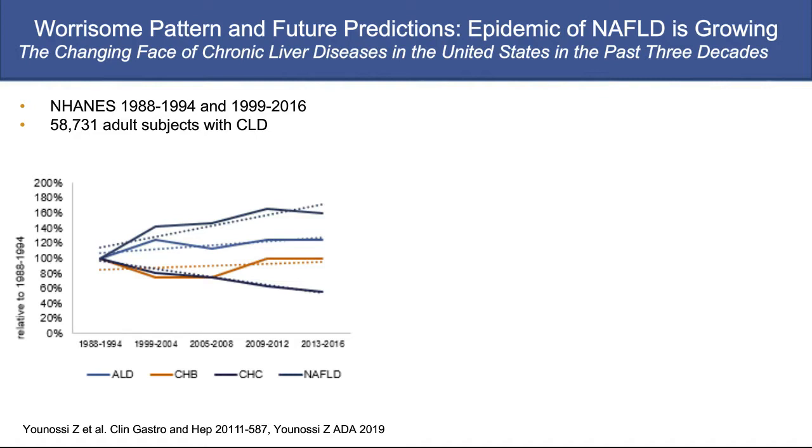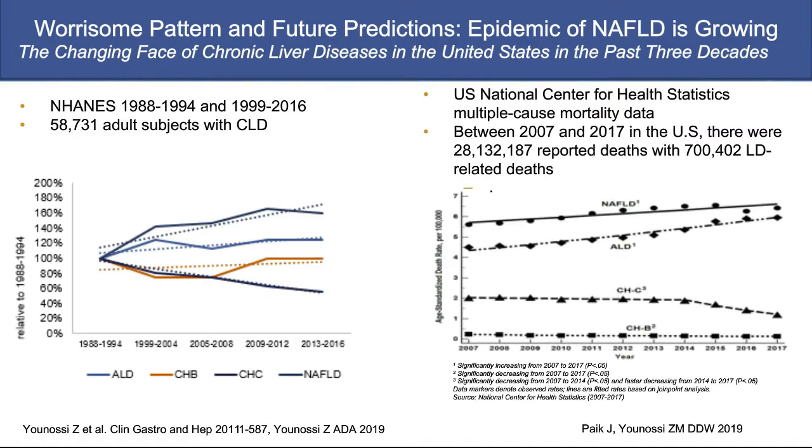Another set of data that came from the mortality files from the United States between 2007 and 2017 clearly shows that, again, mortality related to NAFLD is increasing, while mortality related to chronic hepatitis C is decreasing. Chronic hepatitis B is stable, maybe with a slight increase in chronic non-alcoholic liver disease-associated mortality.